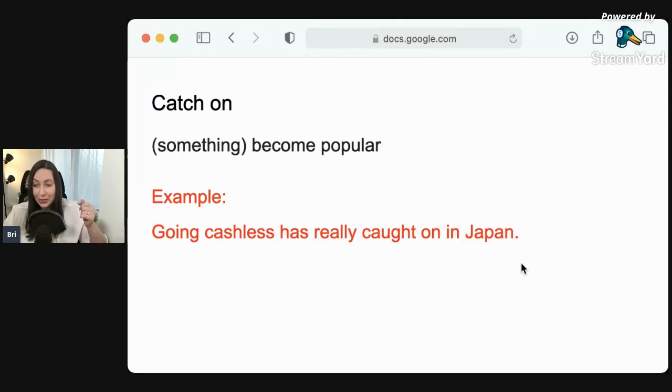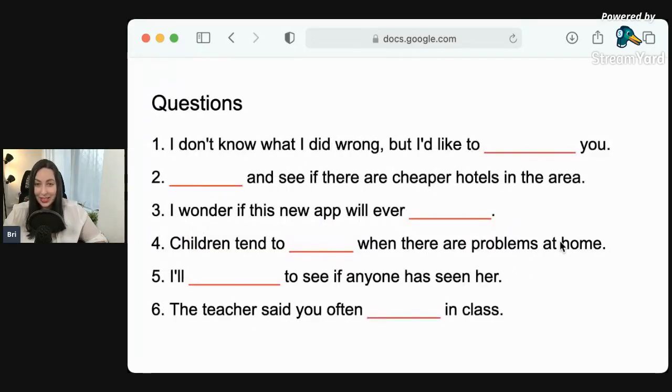How about you guys? Has cashless caught on in your country? I would love to know. Okay, very good. So that is the example for catch on. I think the next one is going to be questions. Okay, we have some questions. So I hope you remembered all of the ones we just learned.